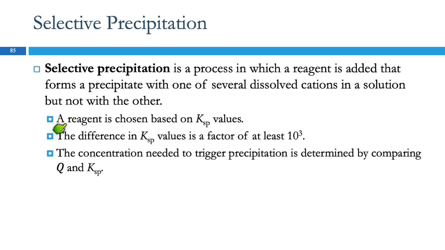You choose the reagent based on KSP values for the possible compounds. We want a difference in KSP values that's a factor of at least 1,000. If the KSP values are really close, you can only get a partial separation. The concentration needed to trigger precipitation is determined by comparing Q and KSP, like we just did.